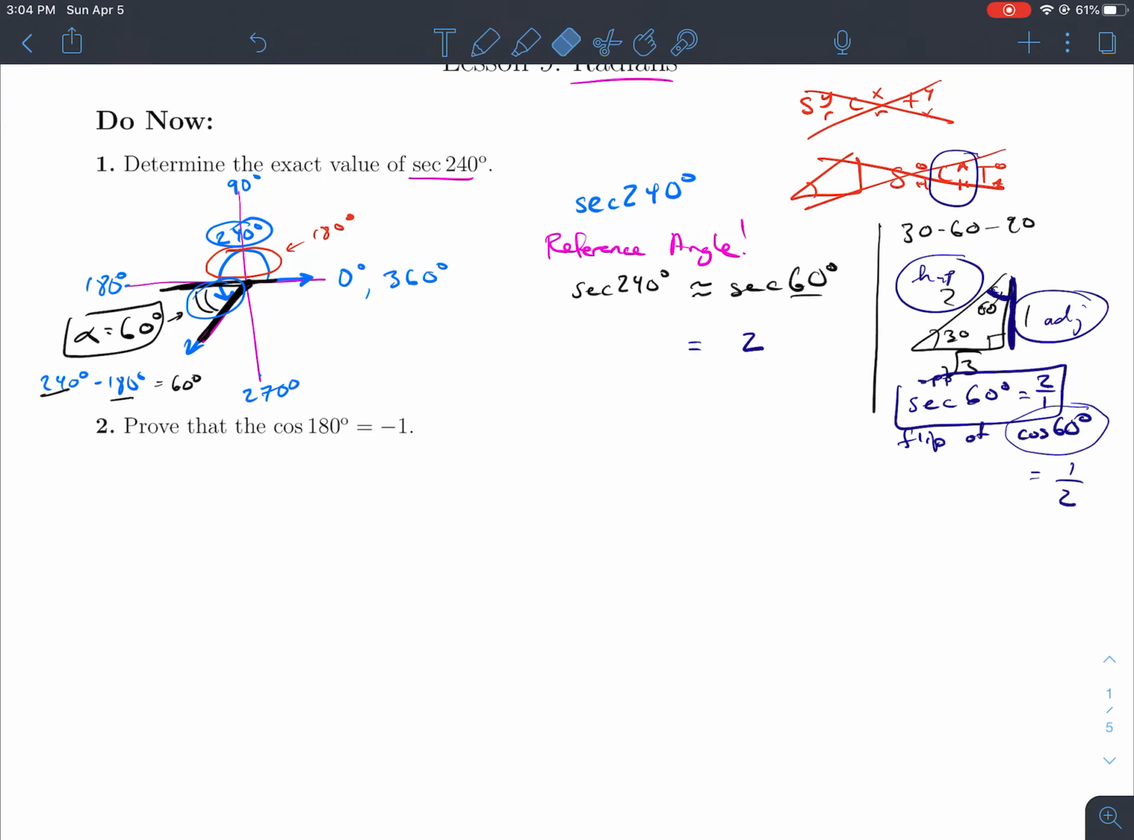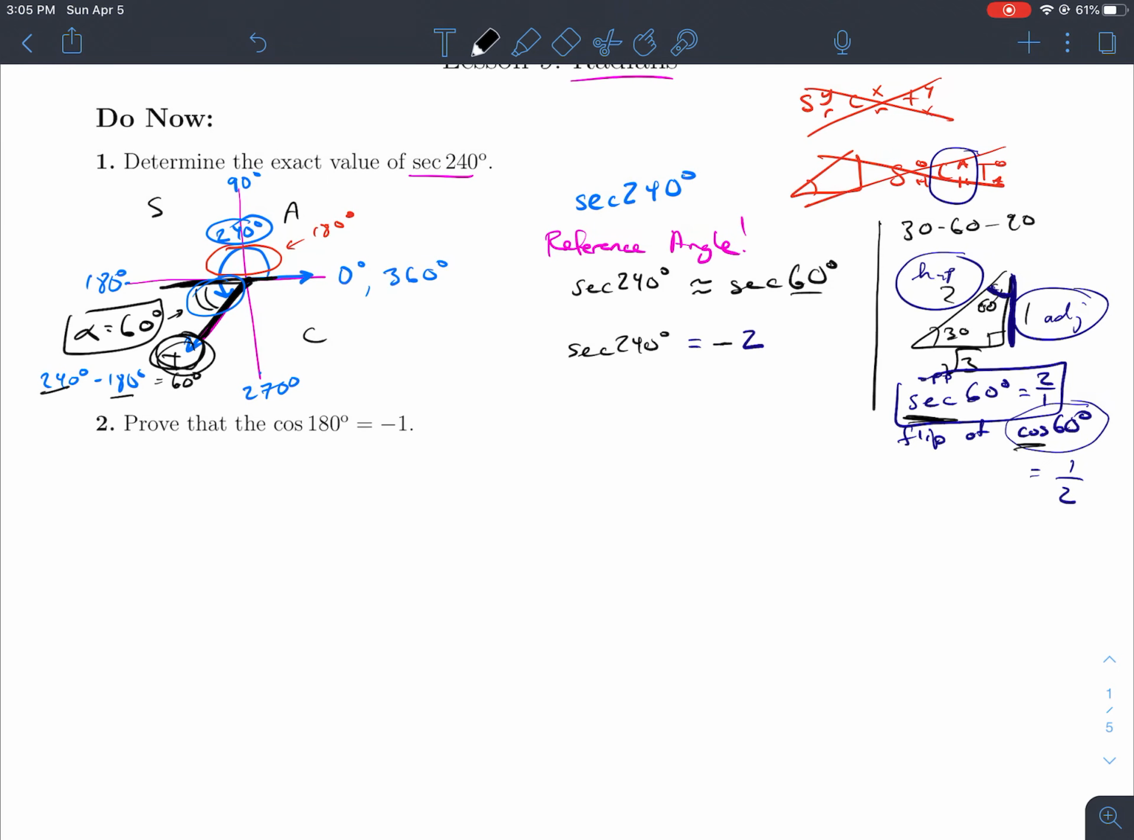But now the important thing to keep in mind is we need to know whether this is going to be positive or negative in order to make it the secant of 240 degrees. And so if we think about our All Students Take Calculus, only tangent would be positive in this quadrant. Because secant is the flip of cosine, cosine should be negative 1/2 in this quadrant. And so we know that our answer has to be negative because it wasn't the tangent or reciprocal for tangent.